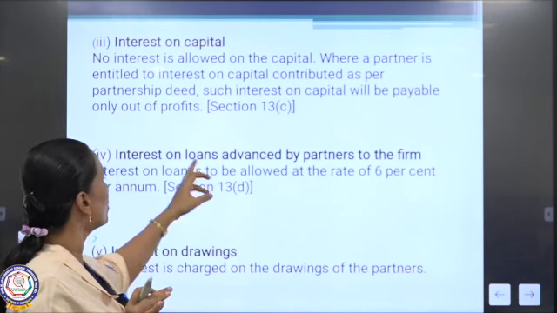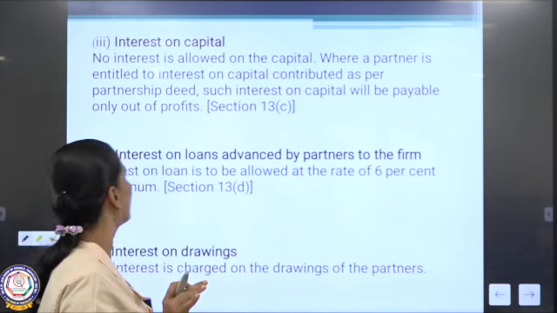Okay. Interest on loans advanced by partners to the firm.